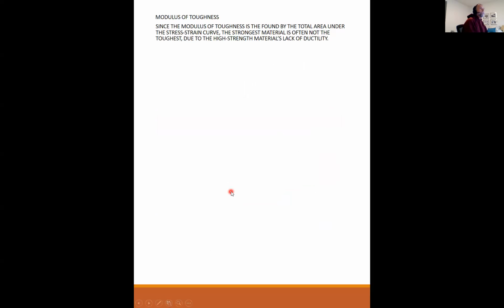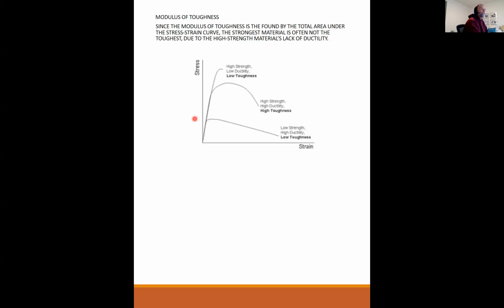Since the modulus of toughness is found by the total area under the stress strain curve, the strongest material is often not the toughest material due to the high strength material's lack of ductility. So again, I just pulled this off the web. I thought it was a nice illustration. You could have a material that is very high strength, but it fractures at a fairly low strain. So the area under this curve here is fairly small, even though it's very high strength.